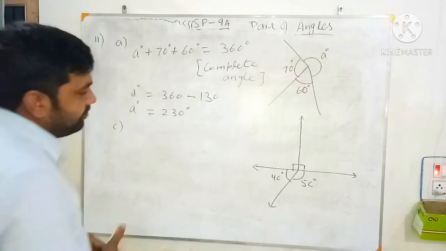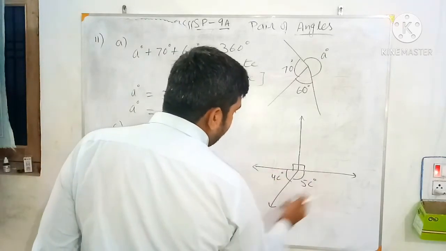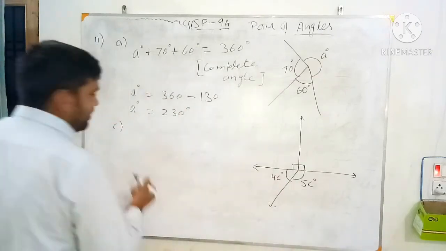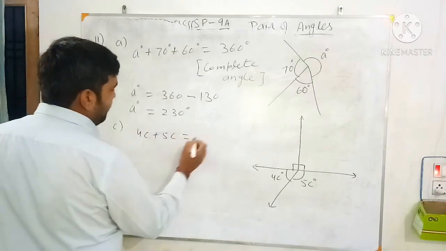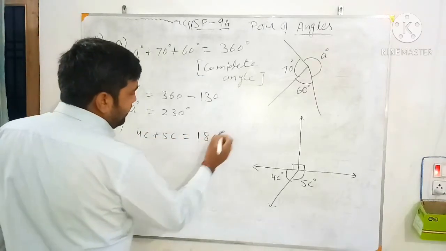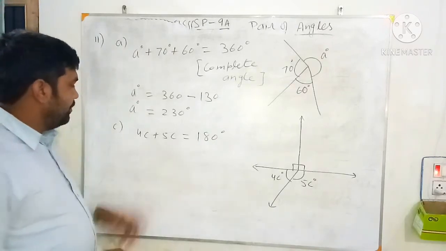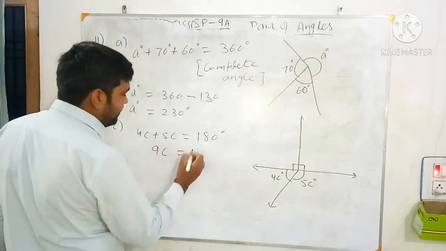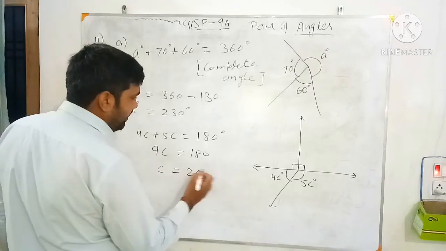Now these two are 180 and this is a straight line, and these two angles are made on a straight line, so 4C and 5C is a linear pair. Again you can write 4C plus 5C. A linear pair is always supplementary. The sum of the linear pair angles is 180 degree, so 4C plus 5C gives you 9C equals 180 degree, and C you will get what? 20 degree.